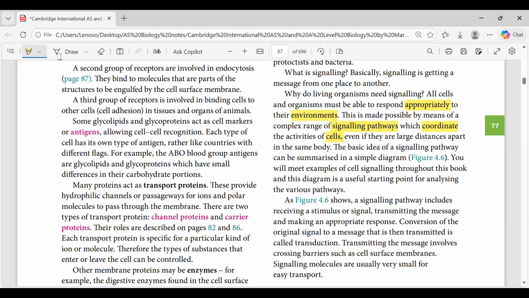But just like I told you, in the situation when there is danger, firstly there will be a nervous response as well as a hormonal response. Both responses will be there. The basic idea of the signaling pathway can be summarized in this figure.